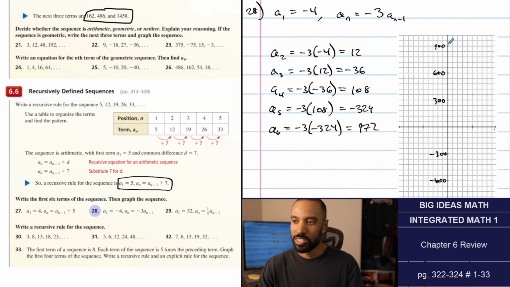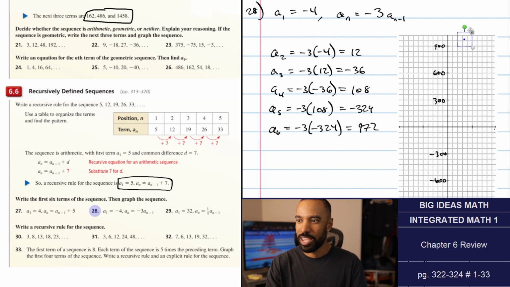So 972. This is 960. 972 is another 1/5 up of another 60. 12 is 1/5 of 60. So about 1/5 up right there. There's my 972. Oh, that should be the a sub 6, huh? So I got to move that thing way over here. 3, 4, 5, 6. There we go. We got it. All right.